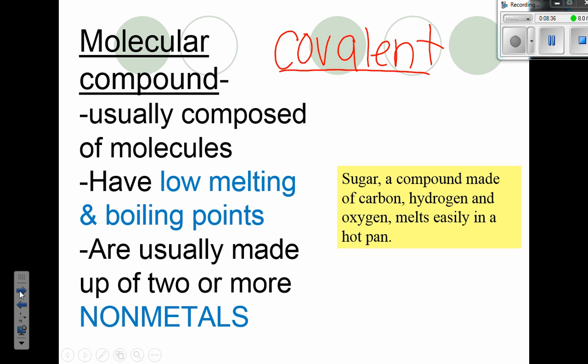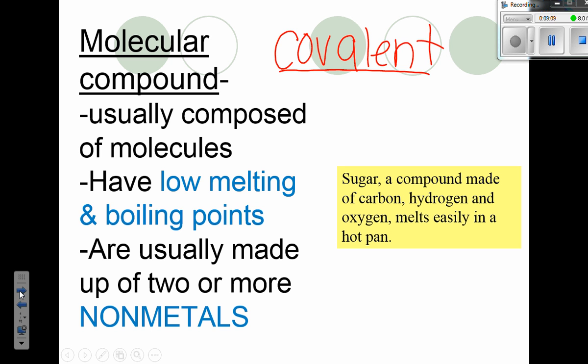The reason sugar does that is because carbon, hydrogen, and oxygen are molecularly bonded. They have low melting points. Have you ever done the same thing with salt? If you put salt crystals in a pan and heat them up, they will not do the same thing that sugar does. They'll just sit there, and unless you can get them to like 3,000 degrees, they will just continue to sit there.